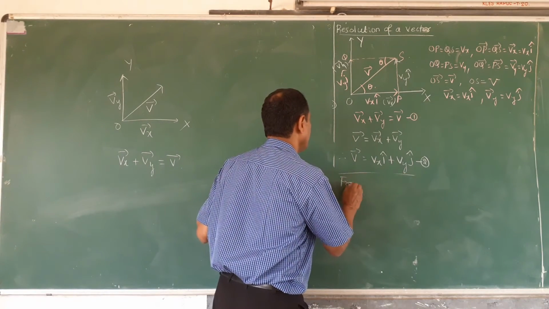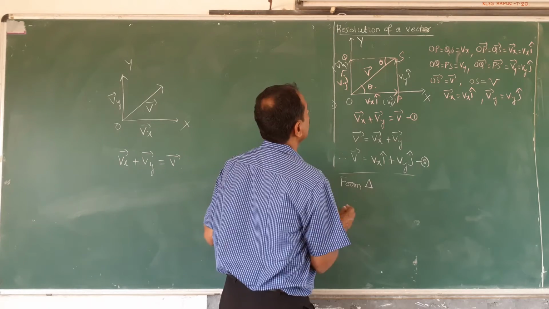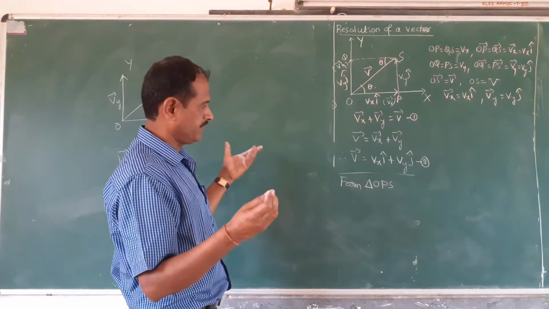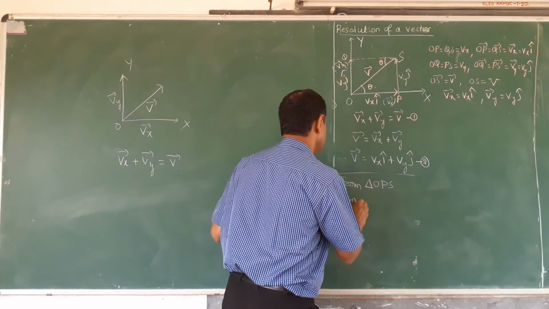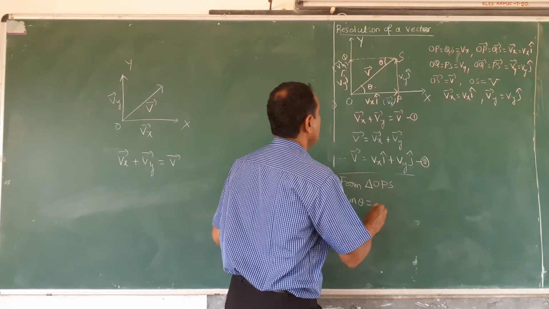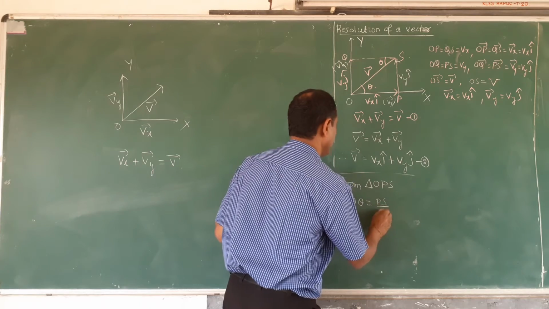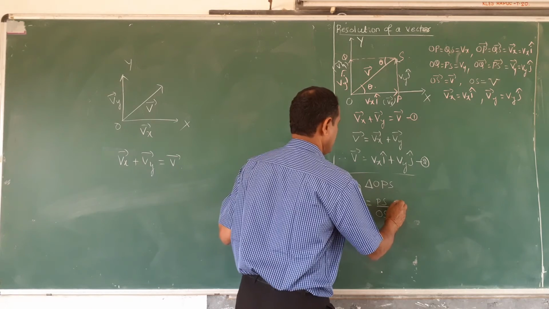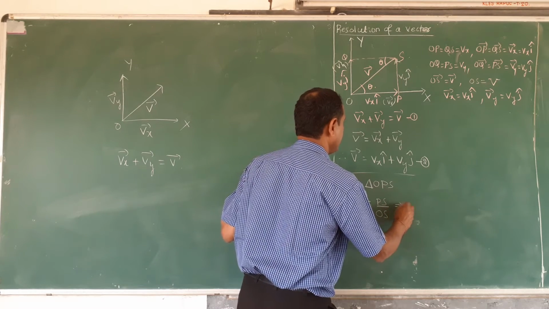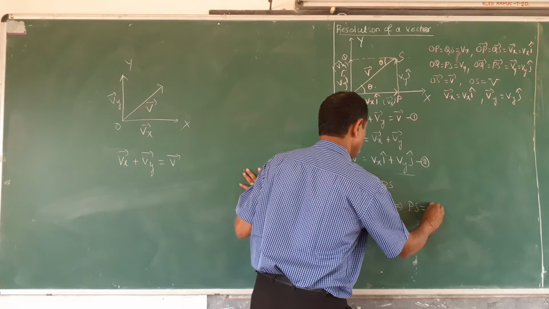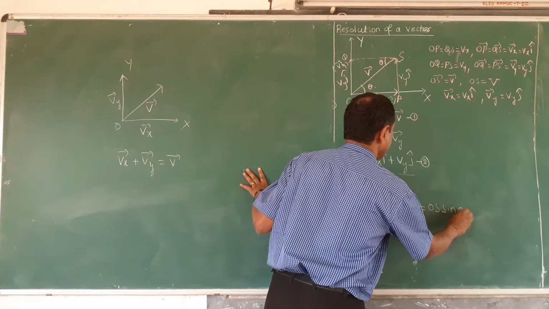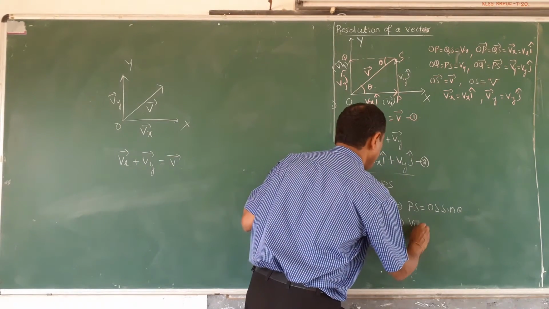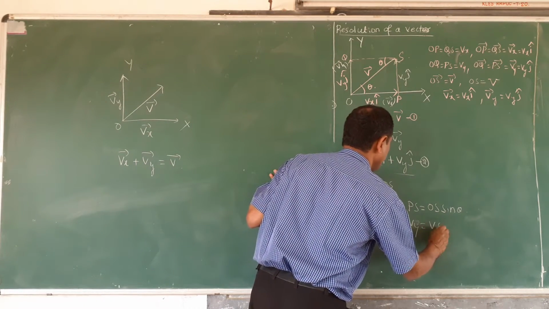From the triangle OPS, sin theta is equal to the opposite side PS divided by OS. It gives that PS is equal to OS into sin theta. What is PS here? PS is Py. What is OS? OS is V. So Py is V sin theta.